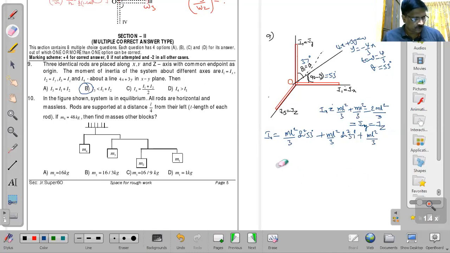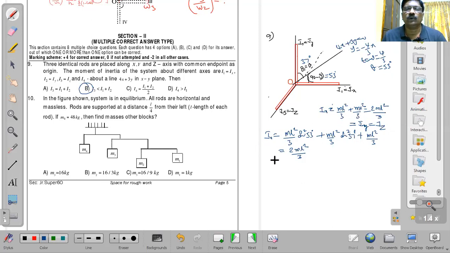So I4 is equal to ml square by 3 sine square 53 plus ml square by 3 sine square 37 plus ml square by 3. When you simplify them, you will get 2 ml square by 3. That means that is same as Ix, Iy, Iz only, no?